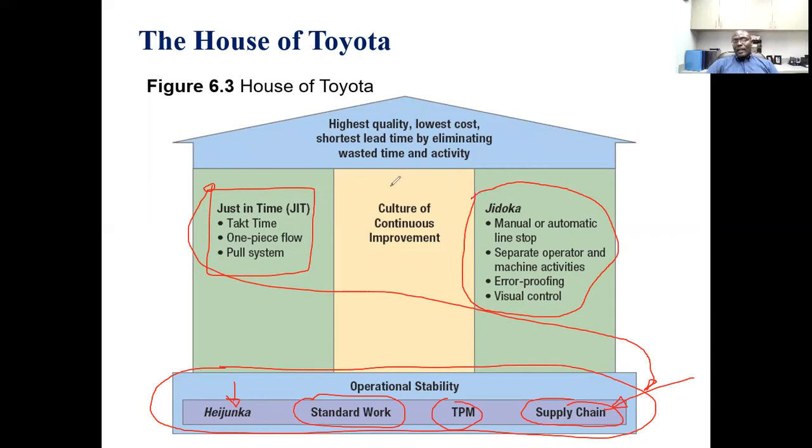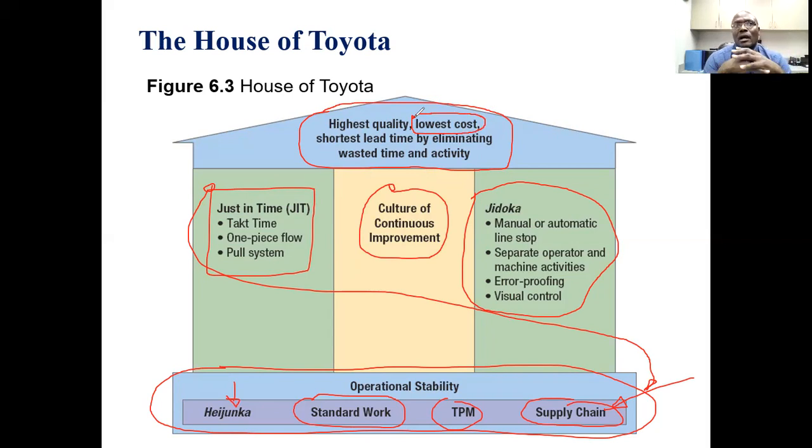They have a very strong culture of continuous improvement, to the point where they have different groups of people coming together every now and then trying to figure out the different ways that we can improve each aspect of the production process. What this results in, which is in the roof of the House of Toyota here, is significantly high quality of vehicles produced at a cost which is lower than most other manufacturers on the market. And it's been sustainable over time.